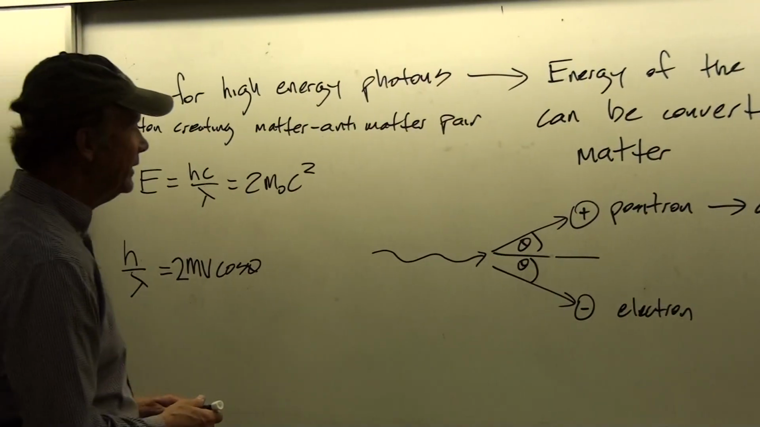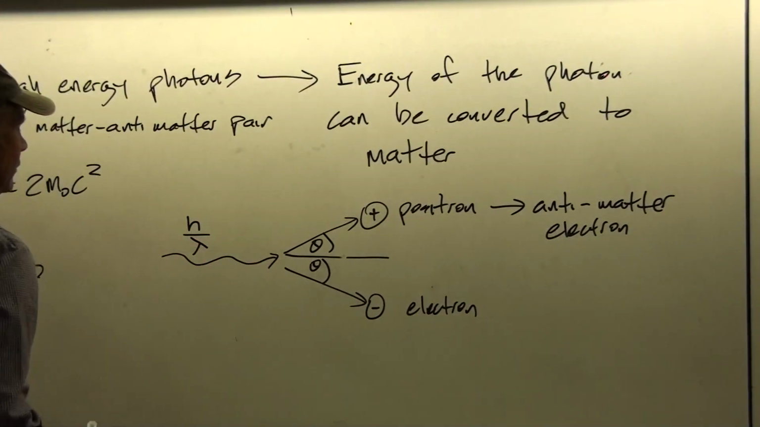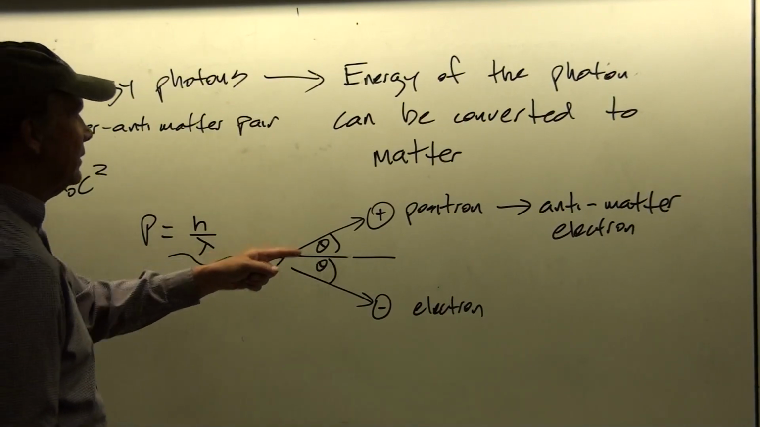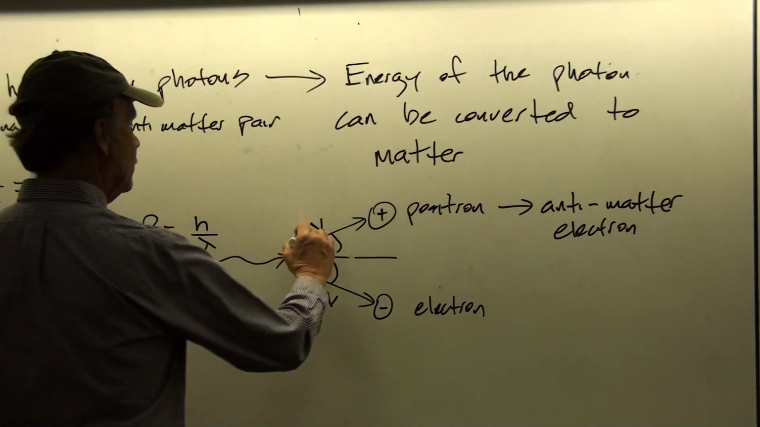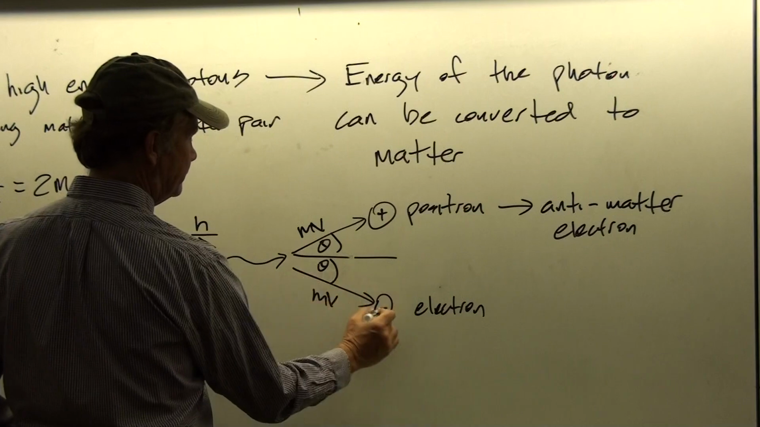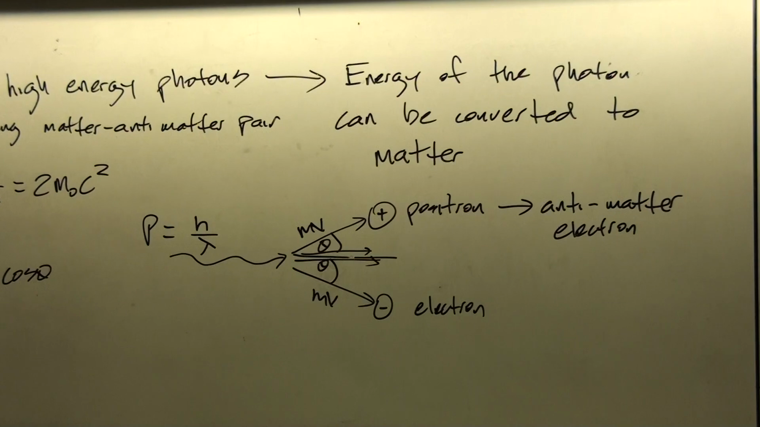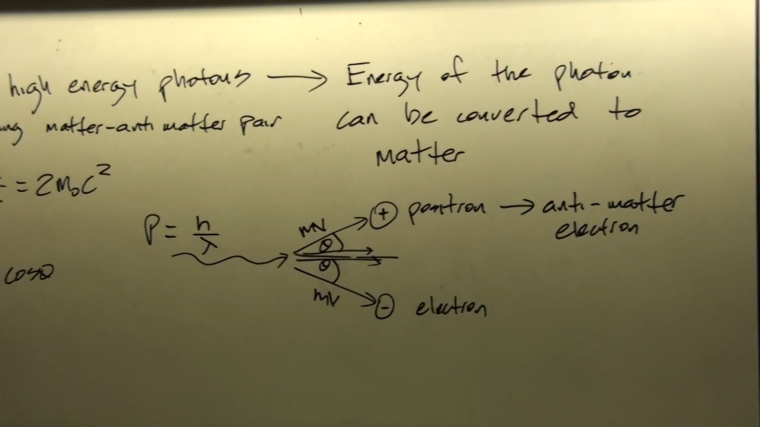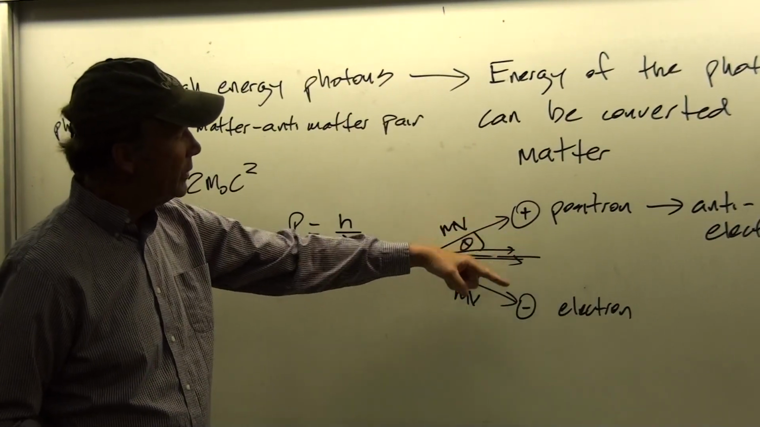Now, conservation of momentum, if we have a photon coming in with a momentum that's equal to h over lambda, and the positron and the electron shoot out with velocities v, then the x momentum of the two particles would have to be mv cosine theta times 2. Okay, because that's the x component of the momentum of the two particles.